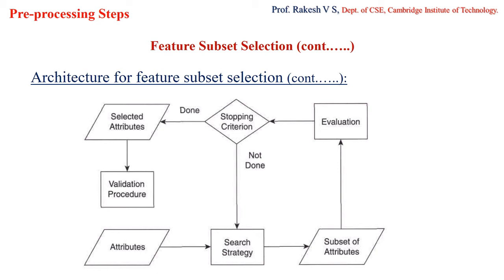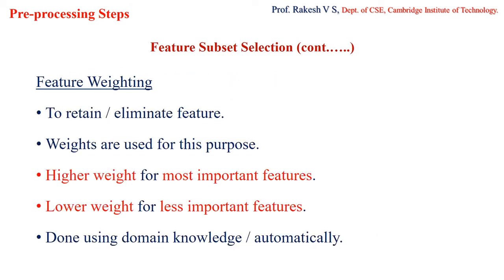Next we'll be seeing another technique, which is feature weighing. Feature weighing is an alternative approach for retaining or eliminating the features. As the name indicates, each feature will be assigned certain weights. Most important features are assigned higher weights, while the less important features are assigned lower weights. Now the next question that arises is, how are we going to assign these weights? Some of the weights might be assigned based on the domain knowledge that we have, whereas in a few other cases they get assigned automatically by the algorithms used.